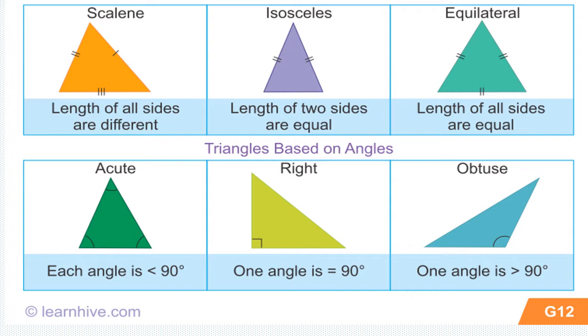Based on angles, they are classified as acute angle triangle, right angle triangle, obtuse angle triangle. In acute angle triangle, each angle is less than 90 degree. In right angle triangle, one of the angle is equal to 90 degree. In obtuse angle triangle, one angle is greater than 90 degree.